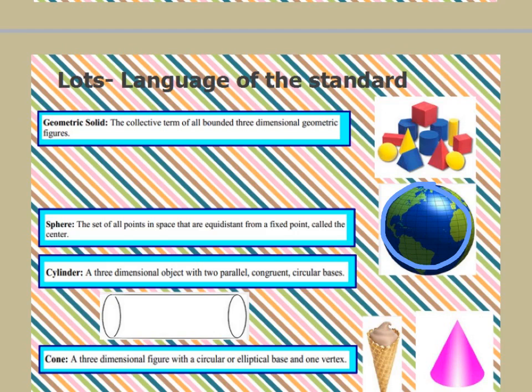A cylinder, which is what we're working with today, I think of a can, like a can of peas or a can of corn. It's a three-dimensional object with two parallel congruent circular bases, so their bases are the two circles. And then a cone is a three-dimensional figure with a circular or elliptical base and one vertex. So this cone, like an ice cream cone, has one base and it comes to a fixed point down here at the bottom. That's called a vertex.